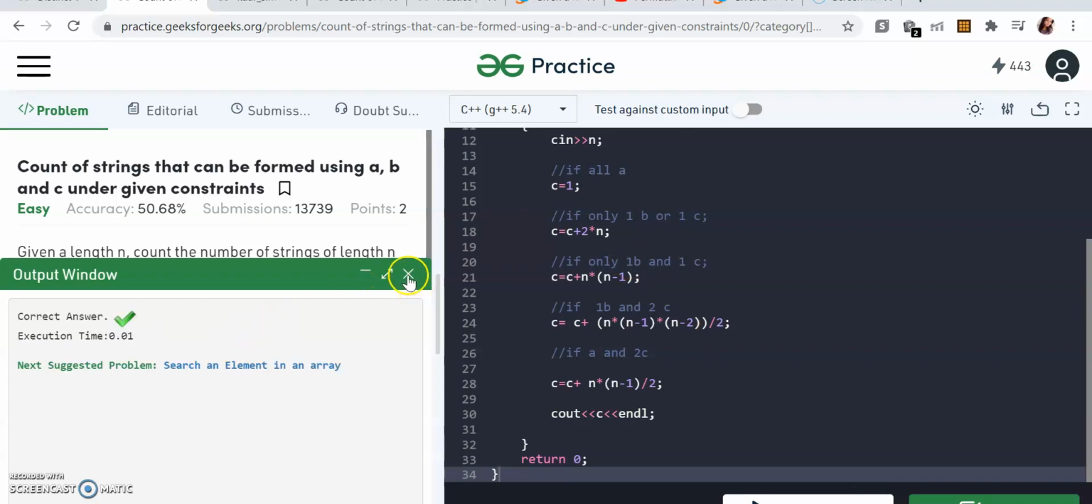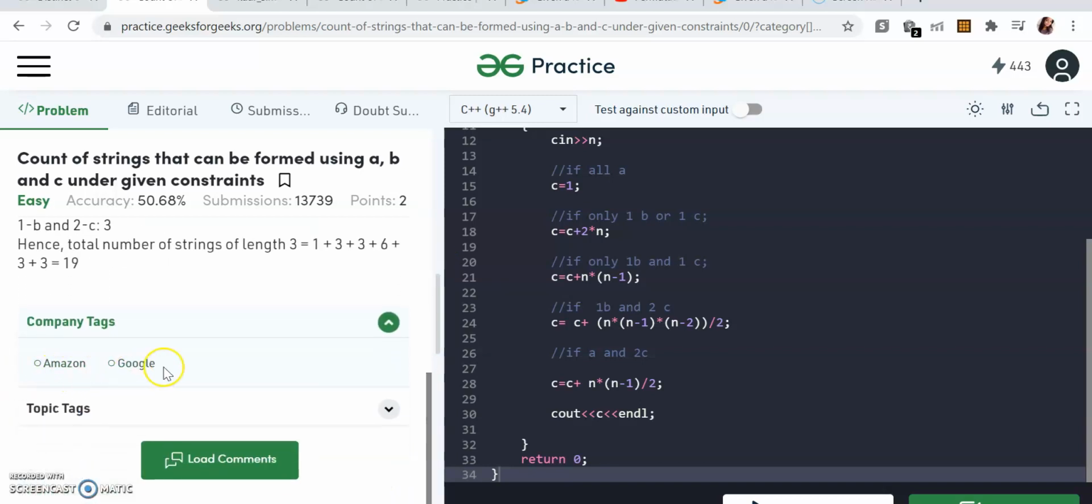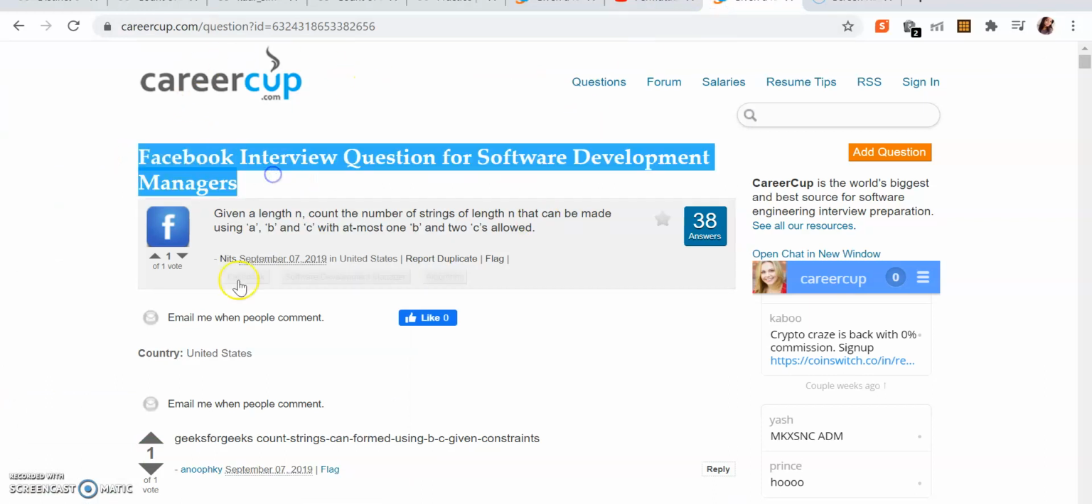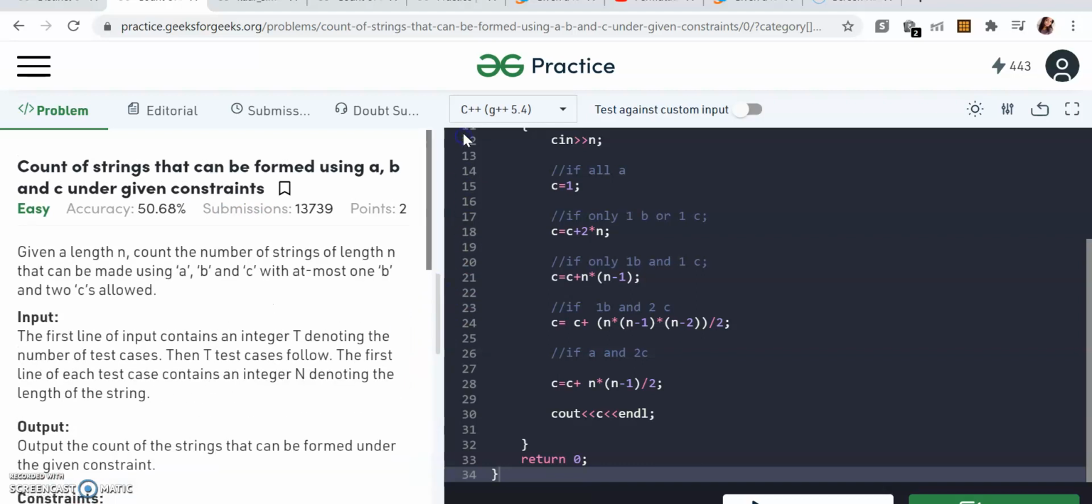Yeah, so this is done. I'll also show you that this is a pretty important question. See, it's asked in Amazon and Google, and I also found a link apart from this. This was also asked in Facebook. See, it's the same question. So, like this, if you get any kind of constraint, like here it was 2B, 2C, and 1B, you can easily solve this problem by just following this particular formula.